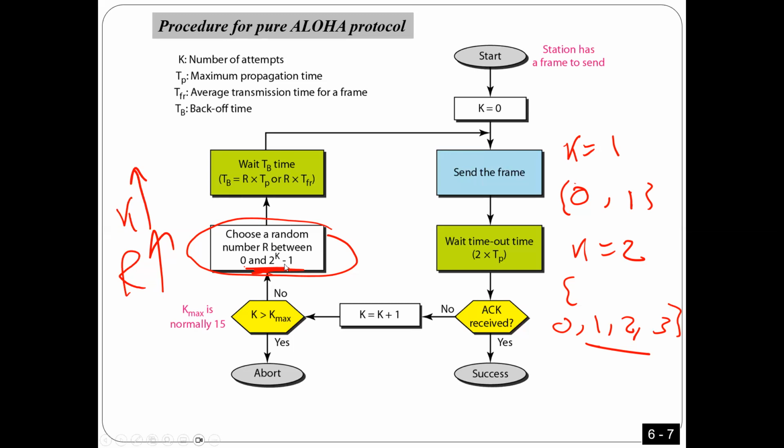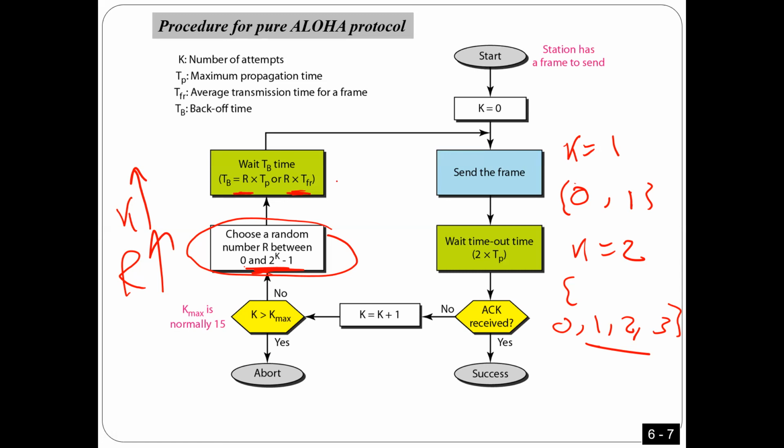Okay. So here, every time I fail, I'm going to make the space bigger. So here the space is 0 and 1. Here the space is 0, 1, 2, 3. I'm going to select a random number in this set or this set. And then this is the waiting time. So the waiting time is going to be the random number times propagation time, or the random number times frame time. You can use either one of them. You understand what I'm saying?